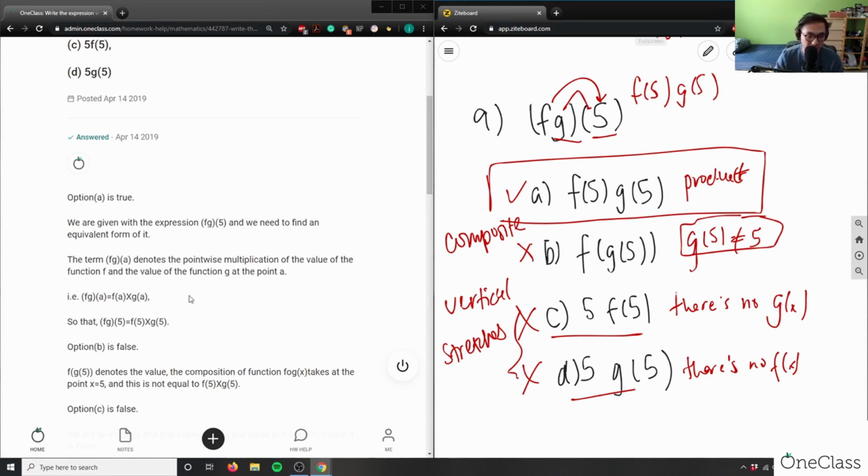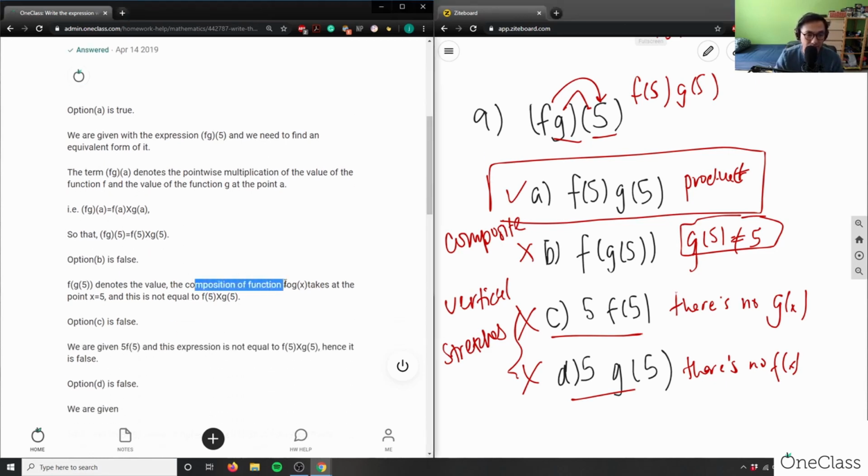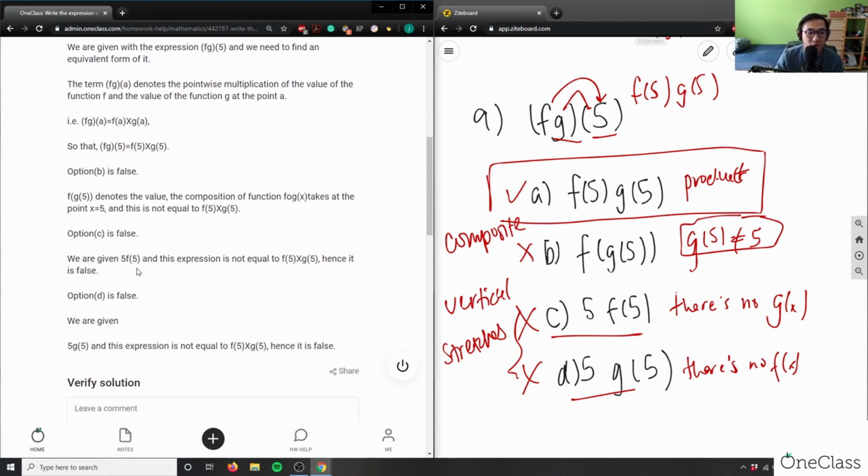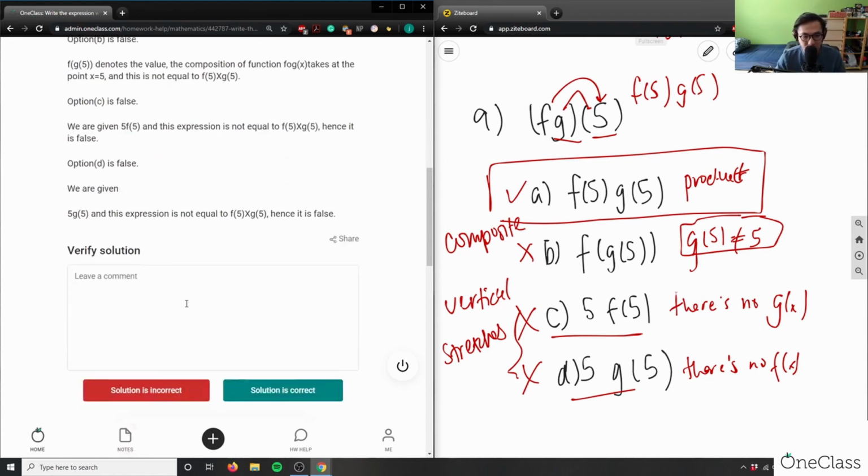So A here is correct, B is false, right? This is a composite function. That's what I wrote here, the composition of functions. This is f at g of x. C is false because 5 times f at 5 is not f at 5 times g at 5, and D is also false because it's the same thing, except they wrote the g here. So in this case, a great solution and analysis for this problem here. So the solution here is correct.